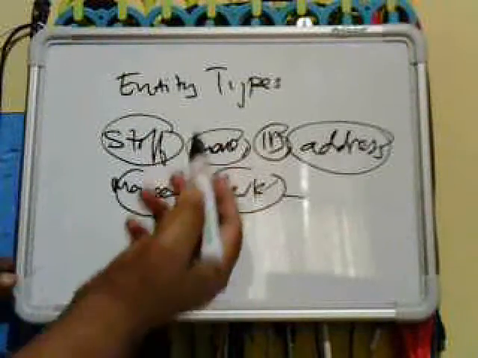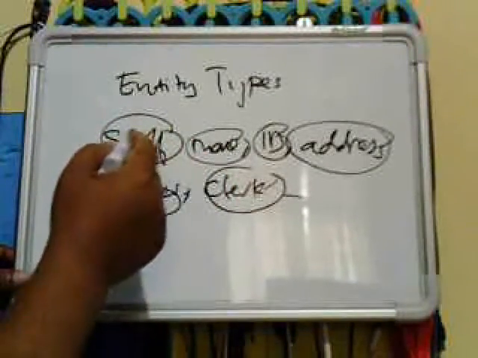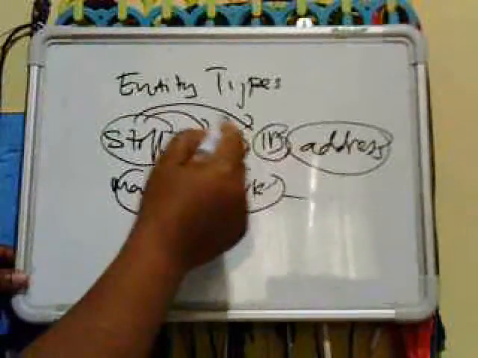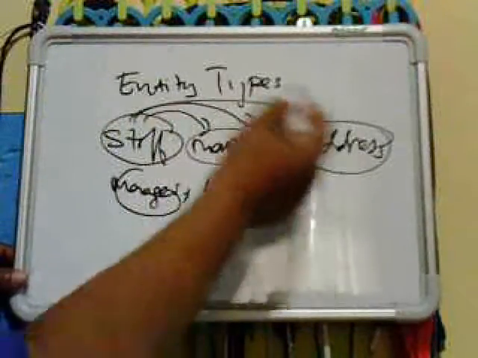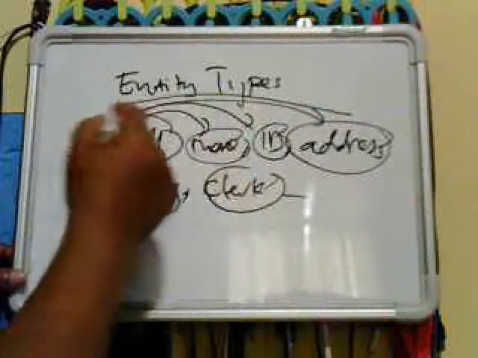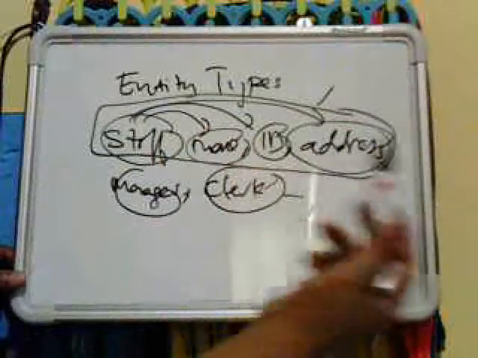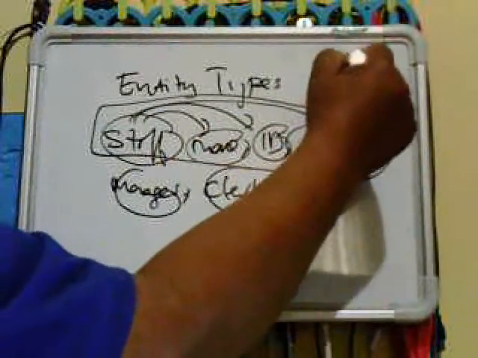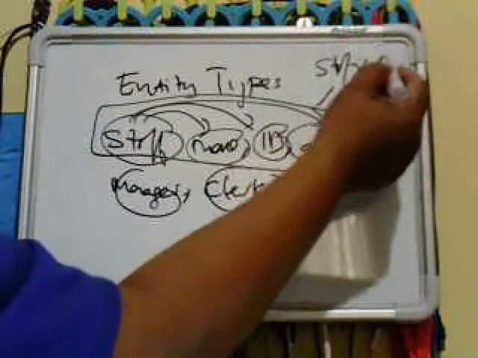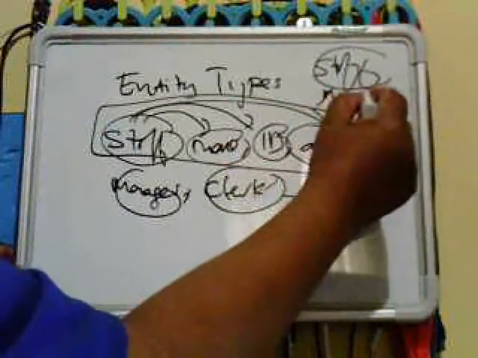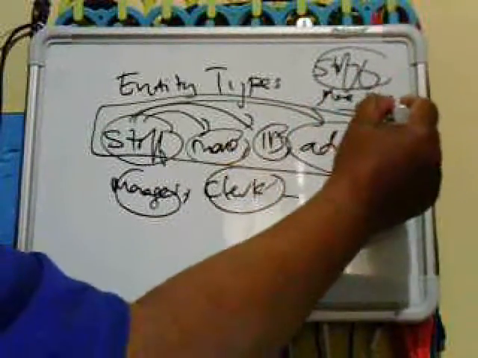So in this case, maybe staff have a name, have an ID, an address. So from this you can classify it. This can be a group of entity type we call staff, right? So this contains name, ID, and so on.